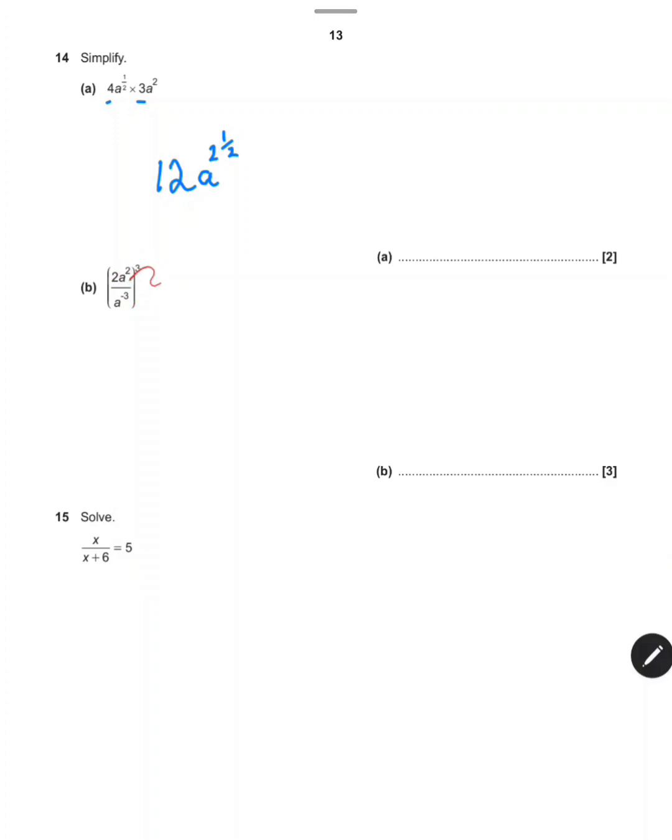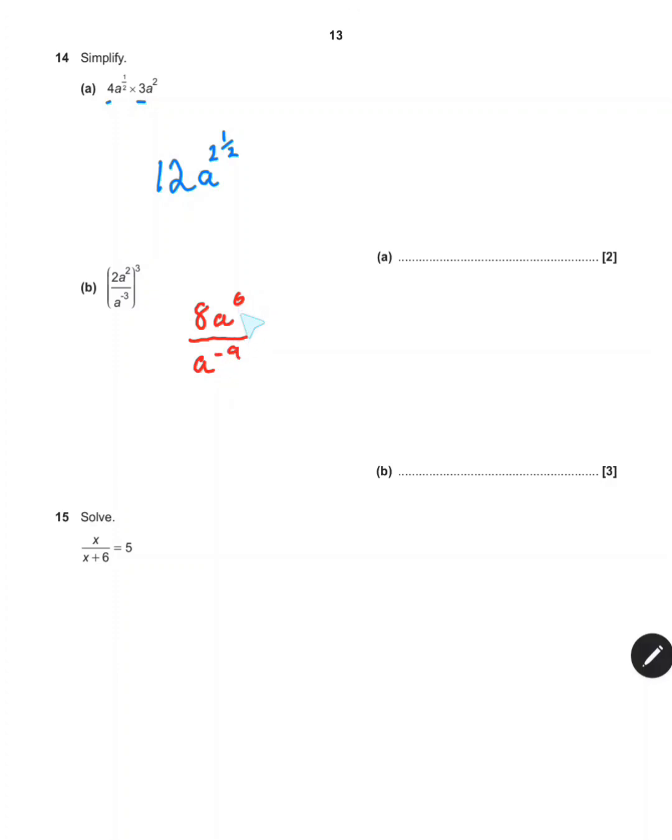Part B, again, just your laws of indices, but we've got some brackets. This cubing needs to apply to everything inside the bracket, including that 2. So 2 cubed is 2 times 2 times 2 again, which is 8. A squared cubed, we multiply the 2 by the 3. So you get a, 2 3s are 6. And then this a to the negative 3 also needs cubing. I'm going to do that just by multiplying these together. Minus 3 times 3 is minus 9.